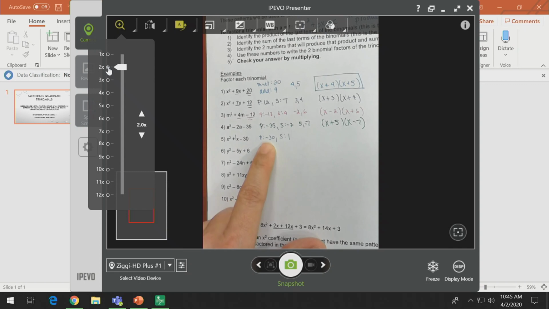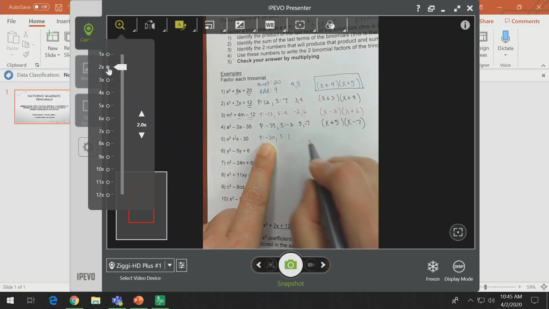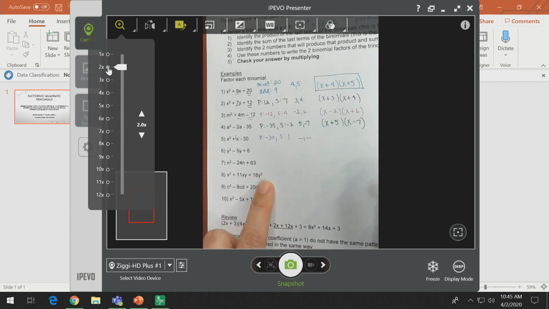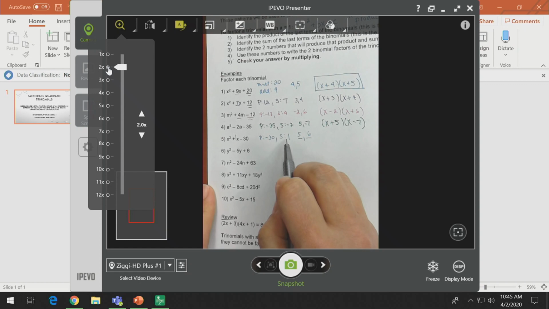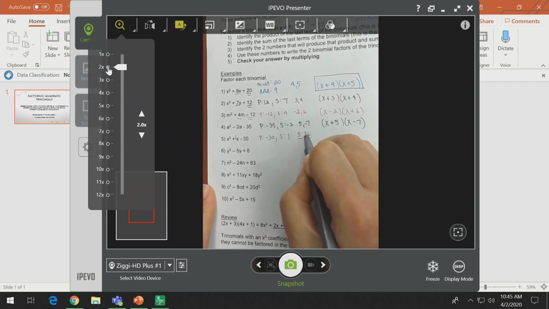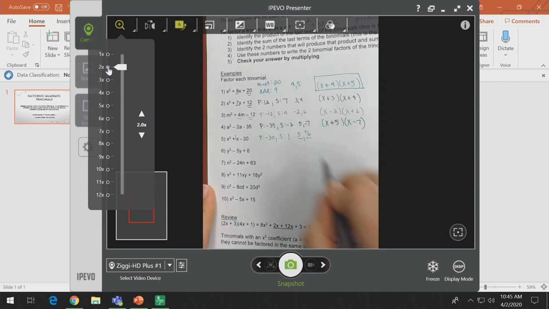I see that my product is negative, so that means that the two numbers I use are going to have opposite signs, because when you multiply opposite signs, that's when you get a negative product. So which two numbers multiply to 30 but subtract to make 1? 5 and 6. Now, my sum is a positive 1, so that means that 6 has to have the positive sign. That forces 5 to have the negative. So this is going to be x minus 5 times x plus 6.